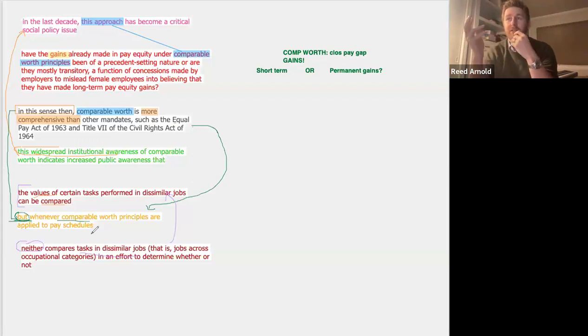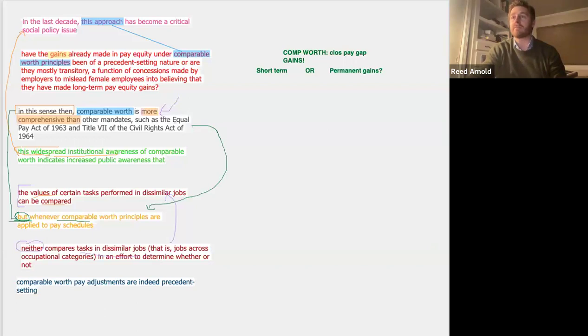Some approaches, it seems like, didn't take into consideration dissimilar jobs. Comparable worth did. It helps us compare the value of dissimilar jobs. And then I think we'll get into this paragraph. That's a good thing that comparable worth does. Then we're getting to the next part, but here's some bad things that comparable worth does. We're kind of seeing how this passage is going to fit together.